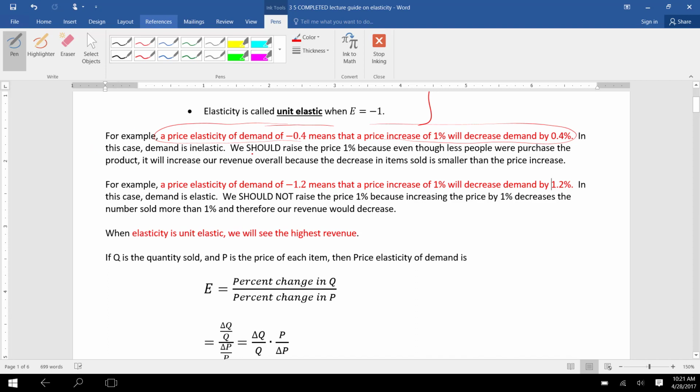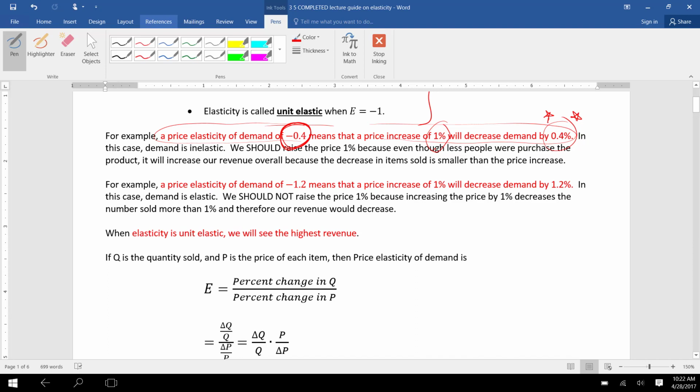So for example, if your price elasticity of demand was -0.4, you would write a sentence saying something like, if price increases 1%, demand decreases 0.4%. That's what E equals -0.4 means. Notice something here. When E is -0.4, you do not change that to -40%. When you get E equals -0.4, it's already in percentage form. It represents 0.4%, demand going down 0.4%.